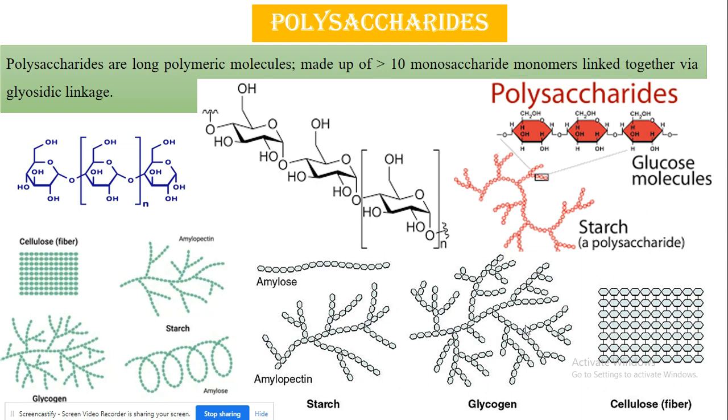Glycogen is also a branching chain or branching polymer. It has lots of branches and less intramolecular forces are found between the polymers of glycogen. So the structure is more amorphous.